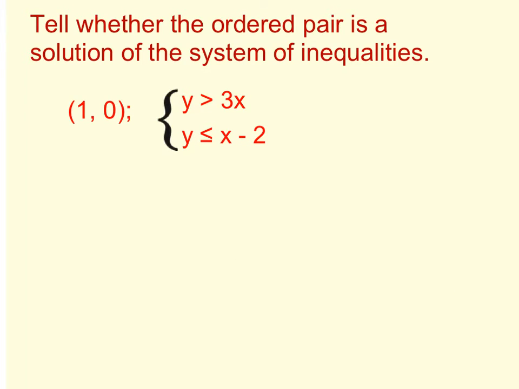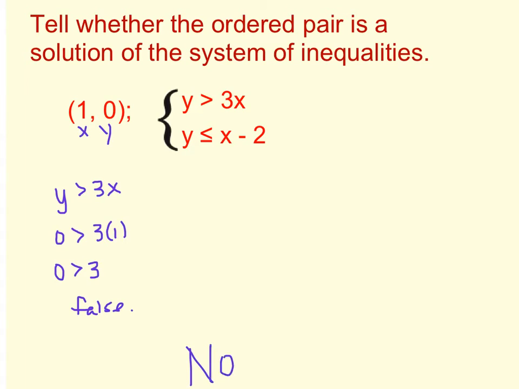To tell whether or not something is a solution to an inequality or a system of inequalities, all you have to do is take the ordered pair they give you and plug it in and see if it works. So if we plug into the first one, y is greater than 3x, well, our y is a 0, is greater than 3 times x is 3 times 1, so the question is 0 greater than 3? And nope, that is not true. That's false. So right now, I know that that ordered pair is not a solution.